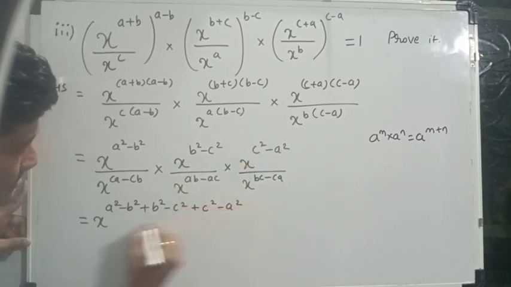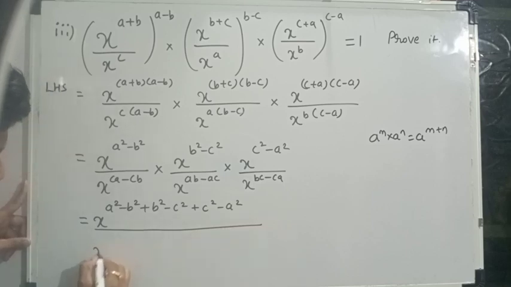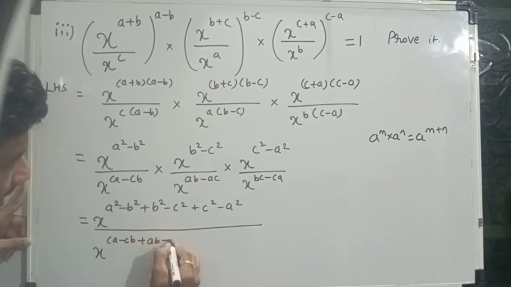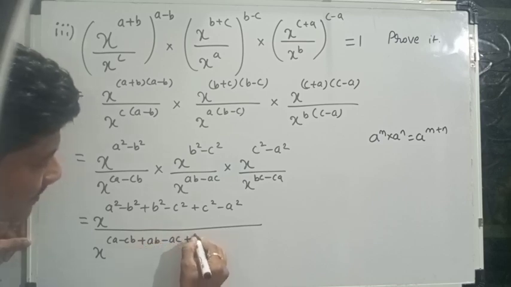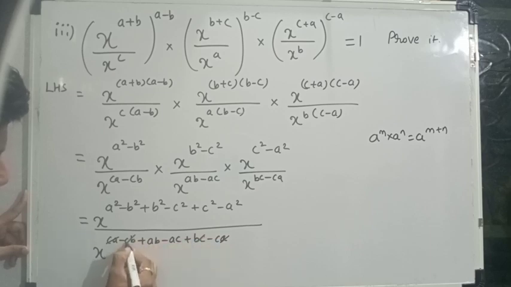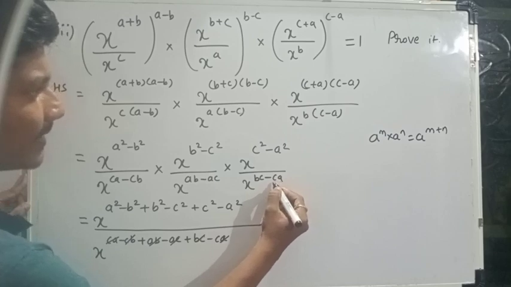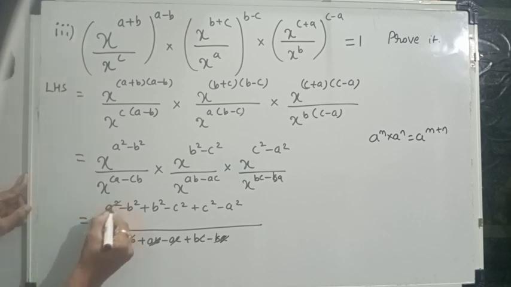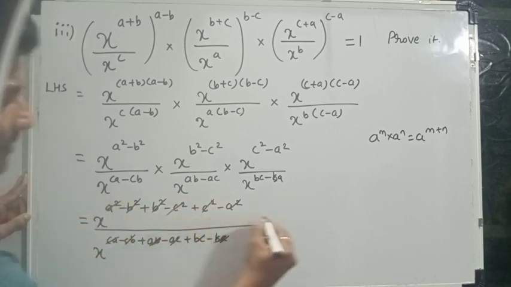a square minus b square plus b square minus c square plus c square minus a square, divided by x to the power ca minus cb plus ab minus ac plus bc minus ca plus ca minus ca, bc, bc, ab, ab, ac plus a square minus a square. Here I am going to cancel. Plus c square minus c square plus b square minus b square plus c square minus c square.